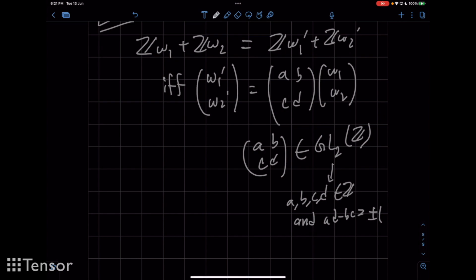Because if the determinant is not plus or minus 1, if the determinant is some other integer, then the inverse is not in the group GL2Z, right? So that is why we need the condition that the determinant has to be either +1 or -1.